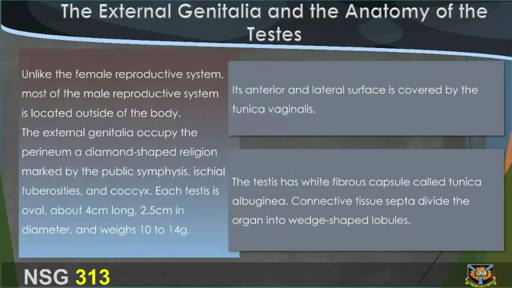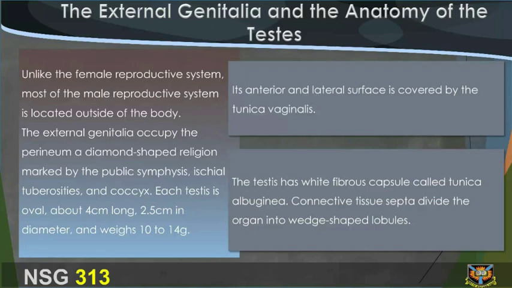The external genitalia and the anatomy of the testes. Unlike the female reproductive system, most of the male reproductive system is located outside the body. The external genitalia occupy the perineum, a diamond-shaped region marked by the pubic symphysis, ischial tuberosities, and coccyx. Each testis is oval, about 4 cm long, 2.5 cm in diameter, and weighs 10 to 14 grams. Its anterior and lateral surface is covered by the tunica vaginalis. The testis has a white fibrous capsule called the tunica albuginea.